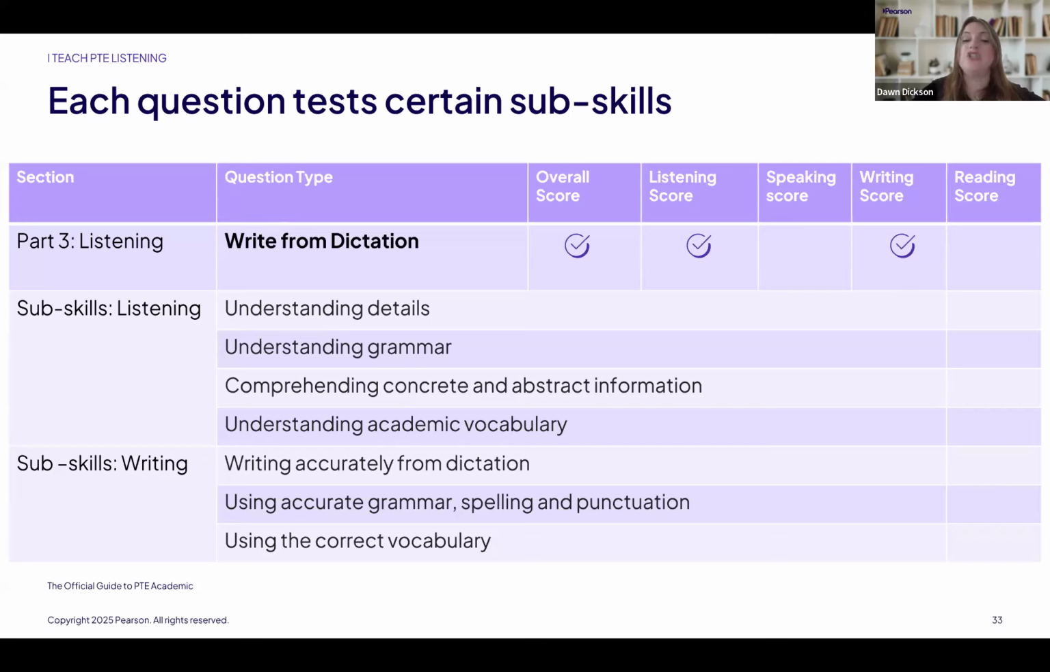Hopefully you've all had a chance to look at those, at least briefly. Using accurate grammar, spelling and punctuation is very important for this particular question type, because it is write from dictation, so they are expected to write exactly what they hear, and that does include the grammar as they hear it, the spelling as they hear it, and obviously punctuation goes without saying that they should be using correct punctuation.